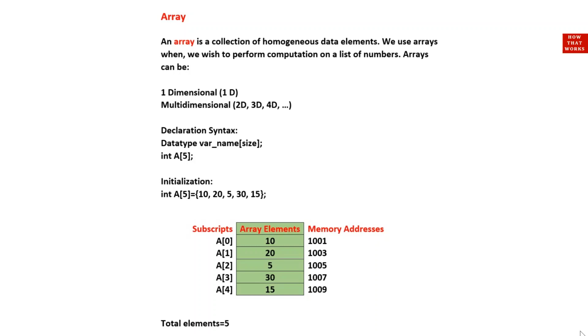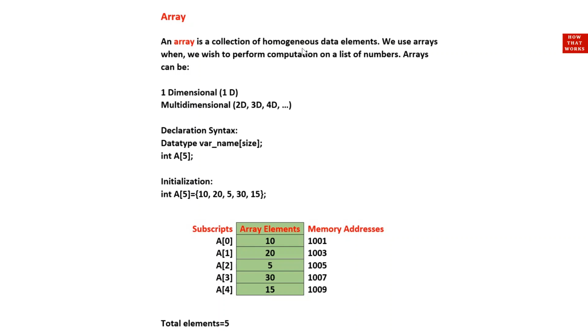Let's discuss arrays. An array is a very important concept in C, C++, Java, or any language because it is used to process a list of numbers, whether float values or integer values. It processes numbers but not characters. So an array is a collection of homogeneous data elements. Homogeneous means which are of similar type.